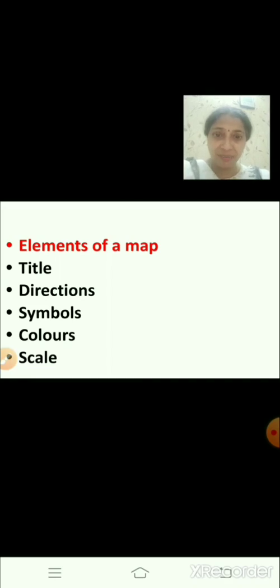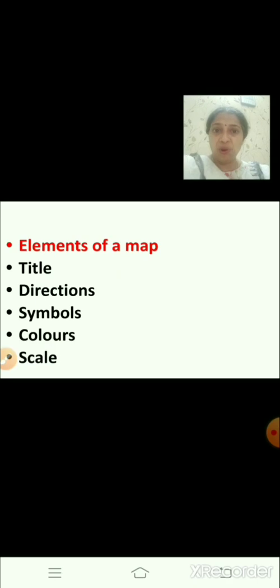Yes, they are title, directions, symbols, colors and scale. So what is a title? A title plays an important role. Why? Because it gives the viewers an idea about the map, the theme of the map or the subject of the map.